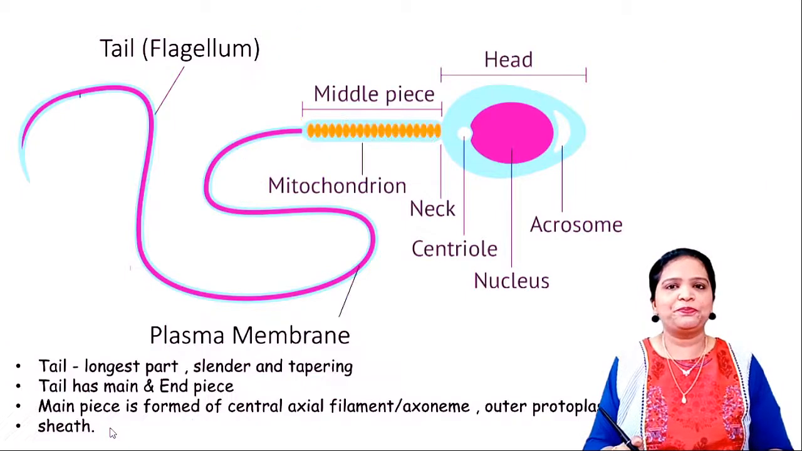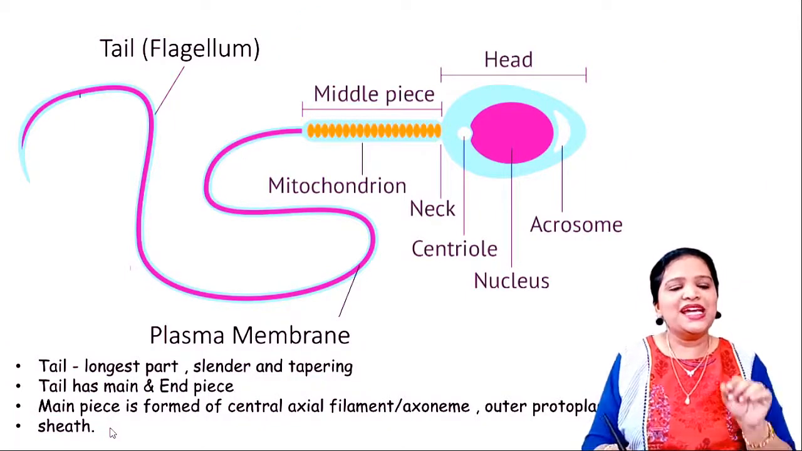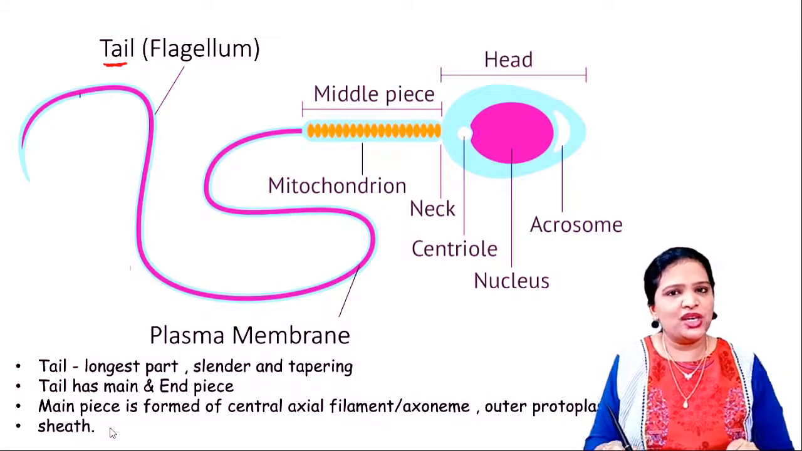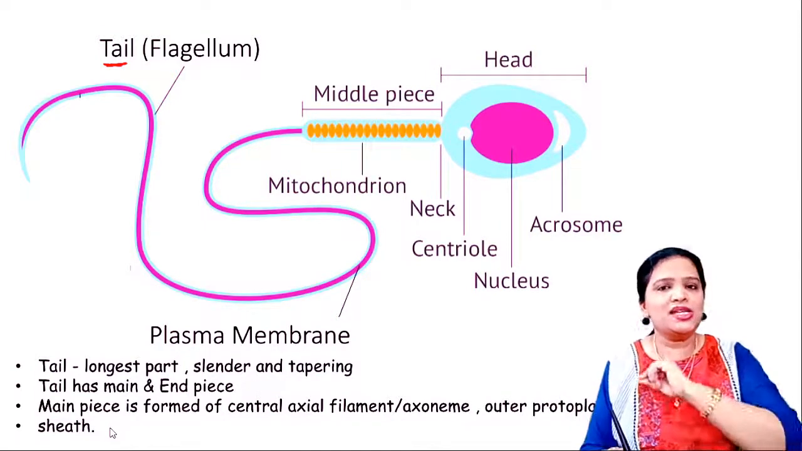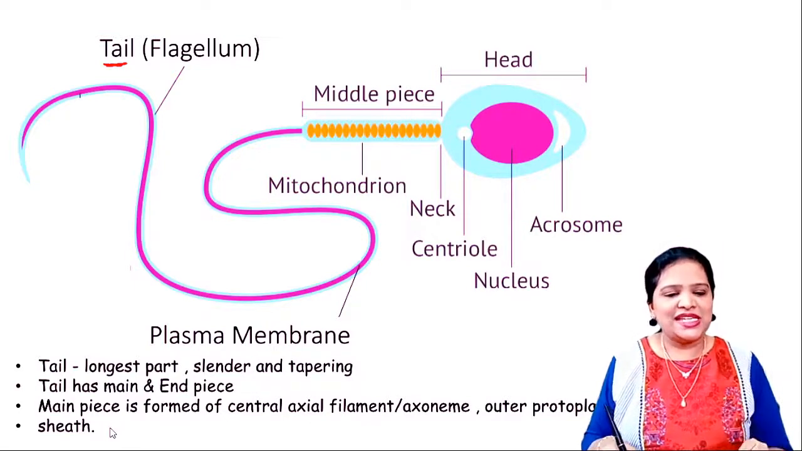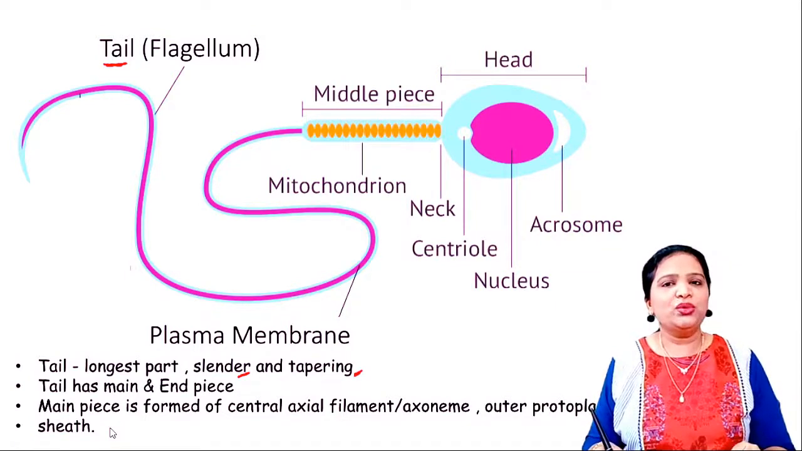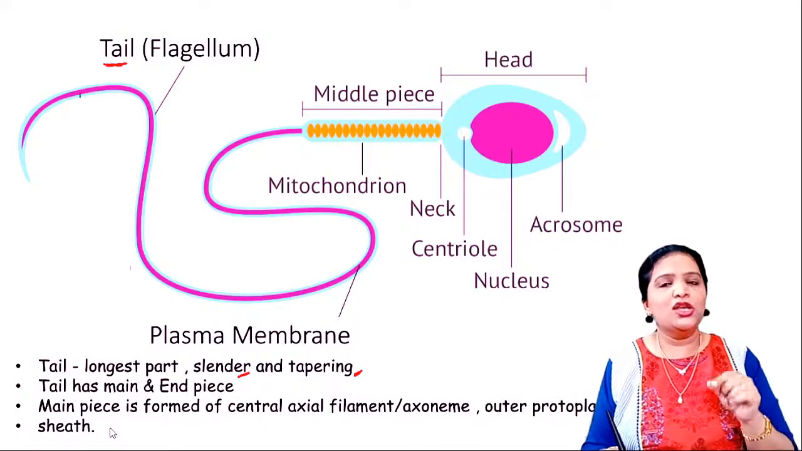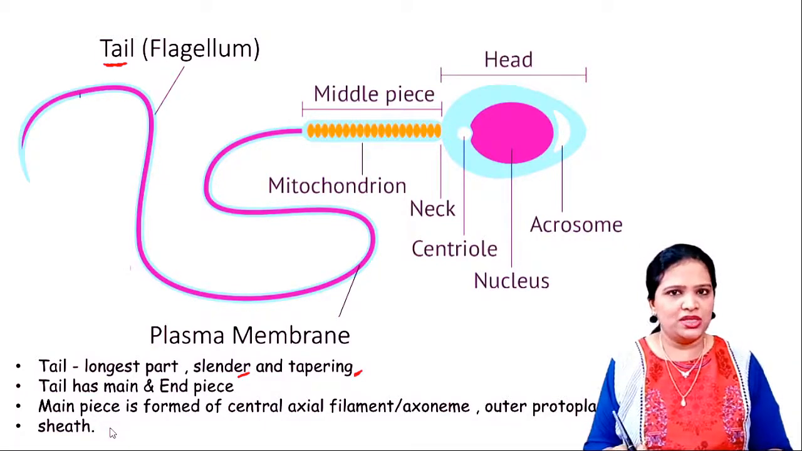Clear? Fine. The next part of the sperm is the tail. So we call this the tail, or rather flagella. This tail is a very long region. Tail is the longest part of the sperm cell and it is very slender and tapering. Slender. Okay. What is the use of the tail? They help in the movement of the sperm. So for the sperm to swim actively, the tail is very important, right?